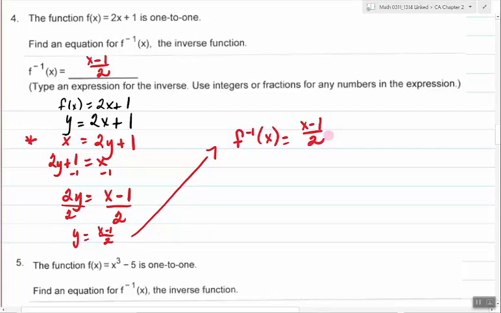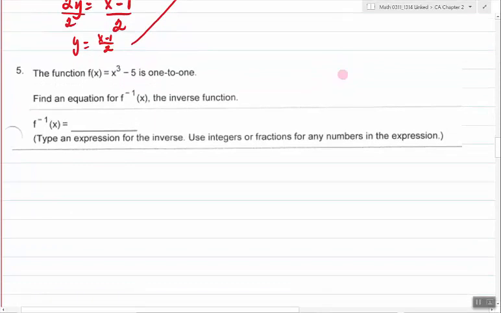Now look at the two functions. This one takes the x, multiplies it by 2, and adds 1. This does exactly the opposite. It subtracts the 1 and then divides by 2. It does the opposite operations. It does them in an opposite order.